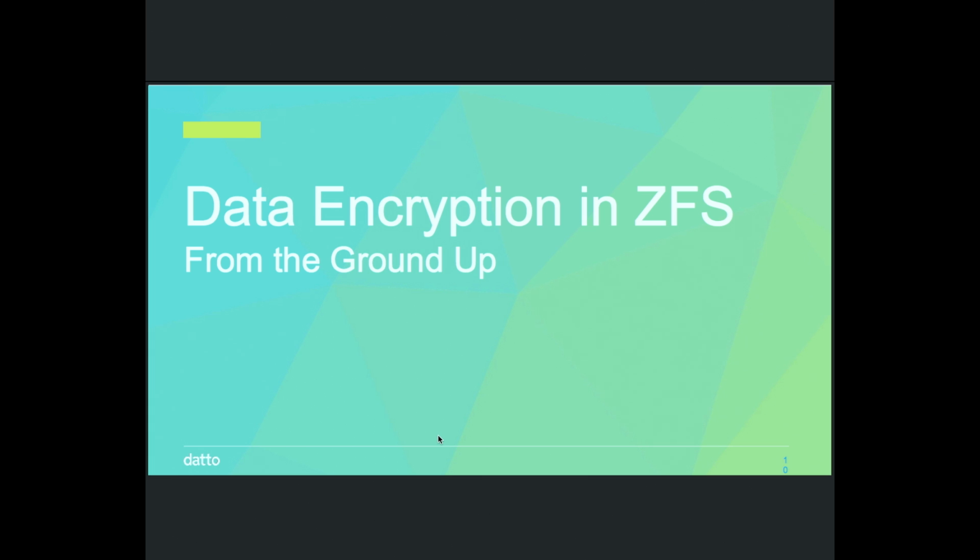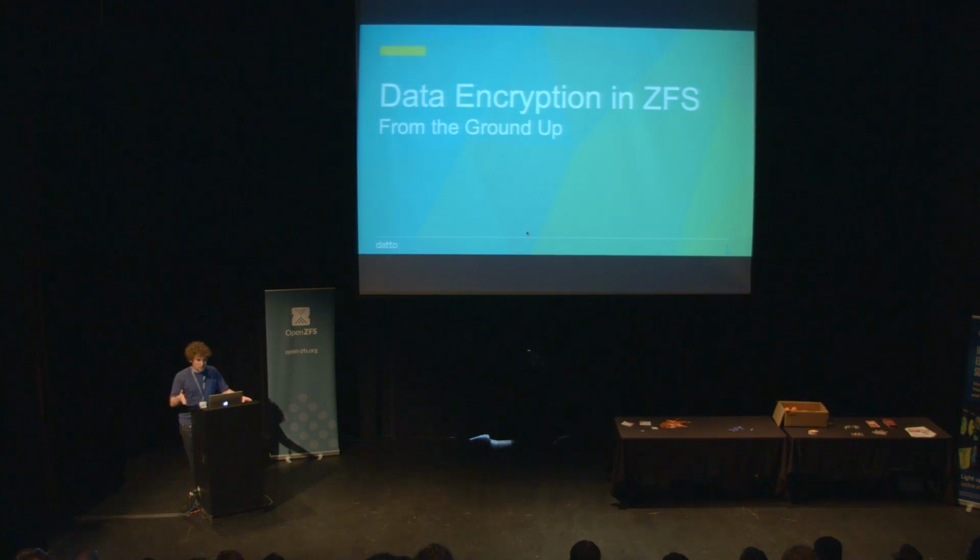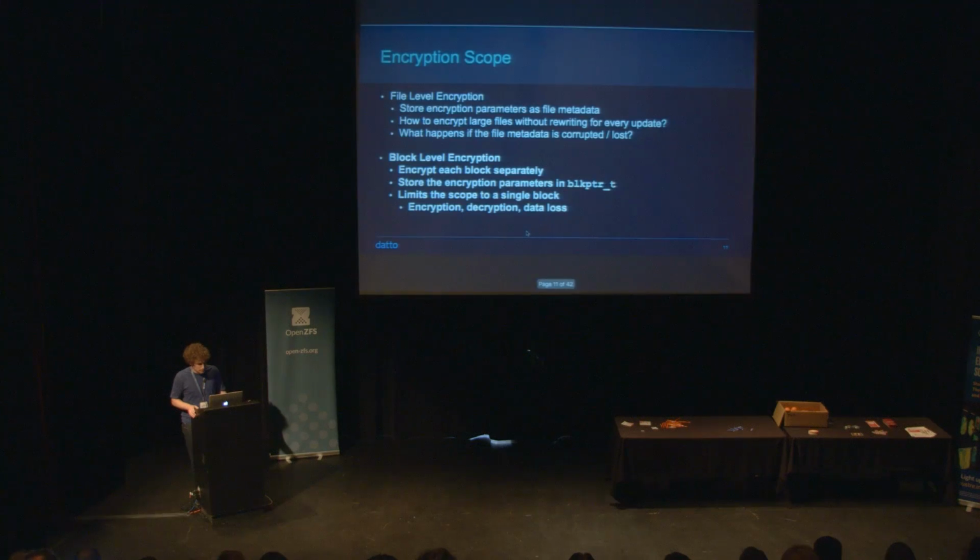So now I'm going to walk you through the implementation of how the actual data gets encrypted on disk, and I'm going to start from the ground up. First we're going to talk about the encryption scope. What is actually going to be encrypted? Obviously, it's going to be the user's data, but are we going to do it at the file level or the block level? We're going to be doing it at the block level, and this is for a number of reasons.